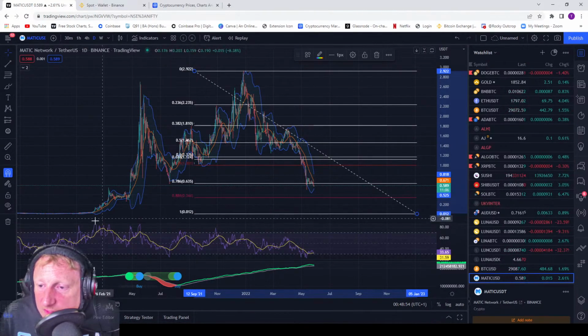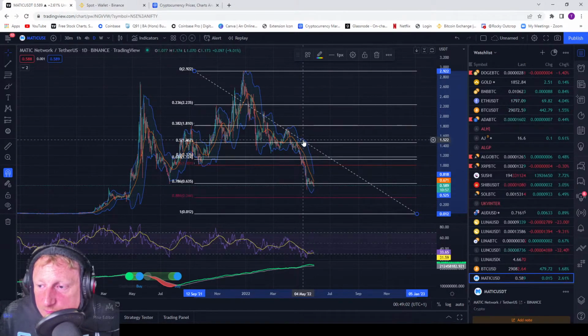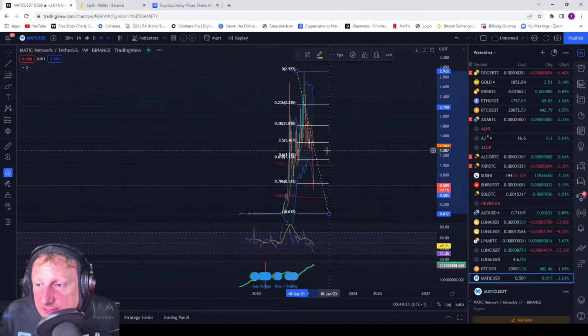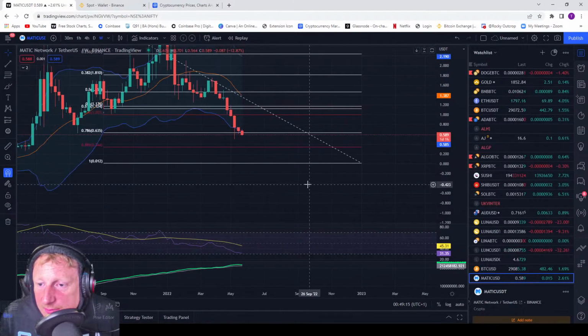So here, if this is what Rocky's saying in the live chat, if we do end up breaking this, I mean we've had this downtrend now consistently under the 20 SMA. It's come down, it's been consistent. Let's just go to the weekly and see if we're under that as well on the weekly. Yeah, there we are.